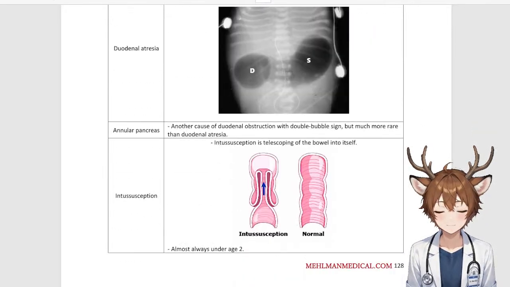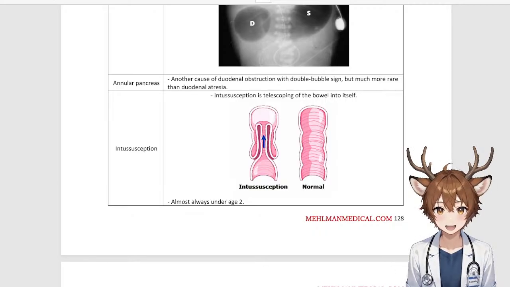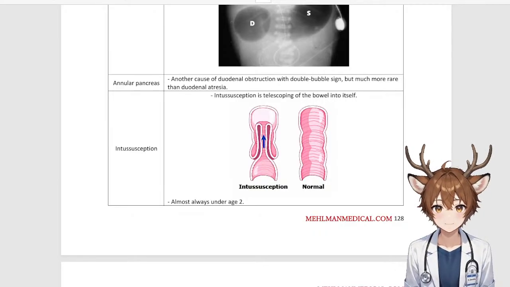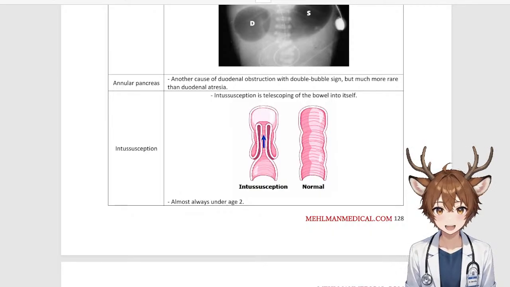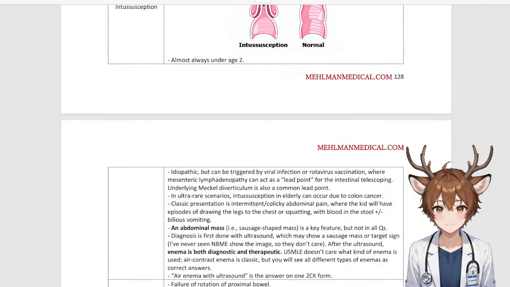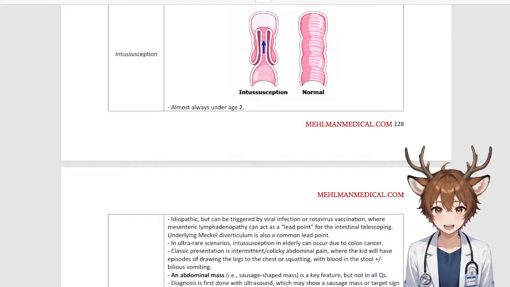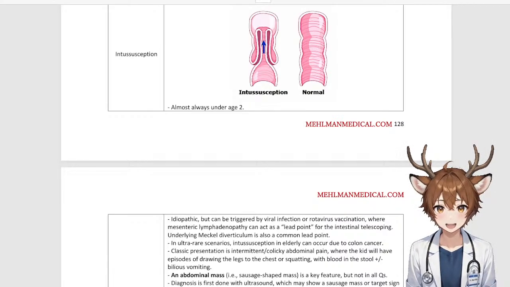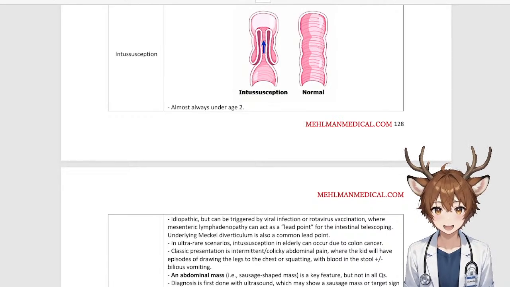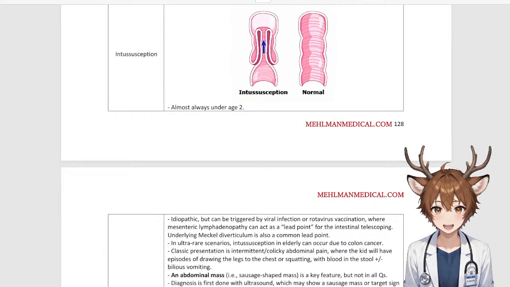Annular pancreas is another cause of duodenal obstruction with double bubble sign, but much more rare than duodenal atresia. Intussusception. Intussusception is telescoping of the bowel into itself, almost always under the age of 2. Idiopathic, but can be triggered by viral infection or rotavirus vaccination. Well, that's unfortunate. Mesenteric lymphadenopathy can act as a lead point for the intestinal telescoping. Underlying Meckel diverticulum is also a common lead point. In ultra-rare scenarios, intussusception in the elderly can occur due to colon cancer.